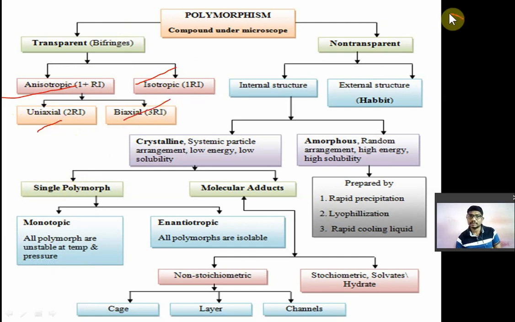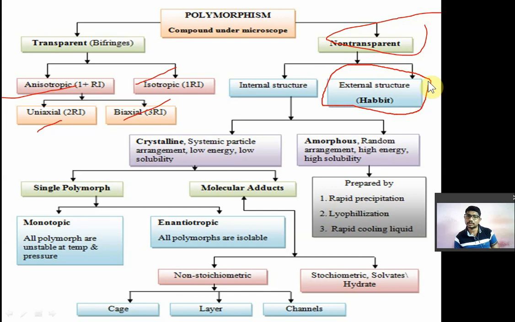Now second is nothing but, if your compound is non-transparent under the microscope, now it is again divided into two structures. So external structure is known as habit. External structure of the compound is known as habit, and internal structure. इसके ऊपर क्वेश्चन आ चुका है. External structure of a compound is known as habit. So you have to remember this.